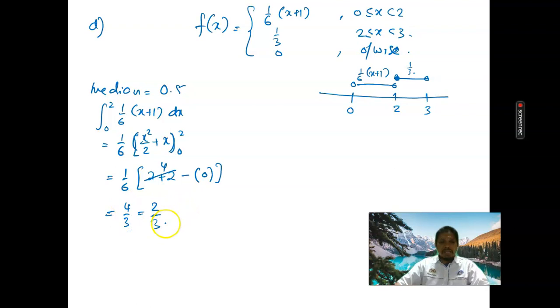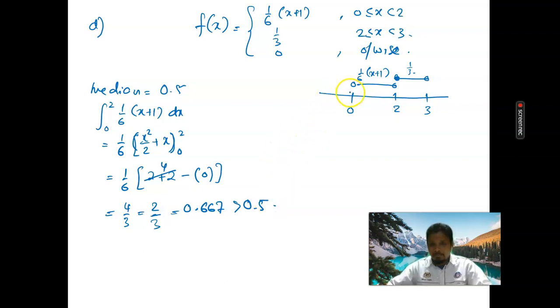So look at this one here. 2 over 3 is 0.66 something, okay, 0.666 dot dot dot. And is that less than or greater than 0.5? 0.667 is greater than 0.5. Meaning the domain is somewhere around here, from 0 and less than 2.